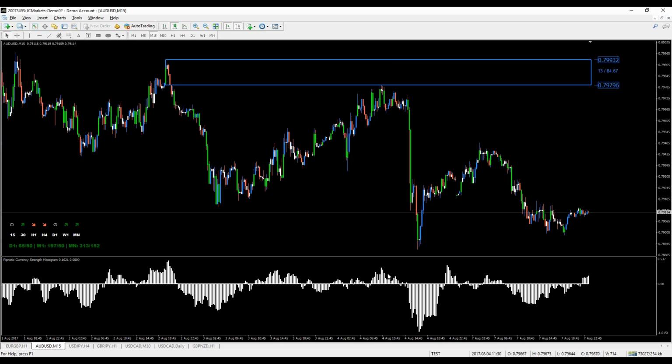We don't know if it's the Australian dollar that got weaker or the American dollar that got stronger. All we know is that they are starting to converge again. They're starting to draw nearer. Once we reach the 0 line here, then they have equal strength, and then it can go either way. But you can see once we reach this top here, the strength starts to fall off.